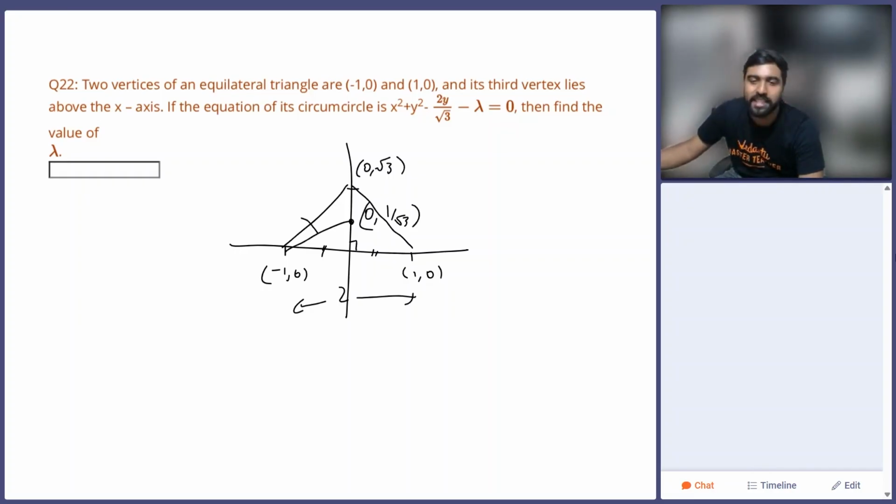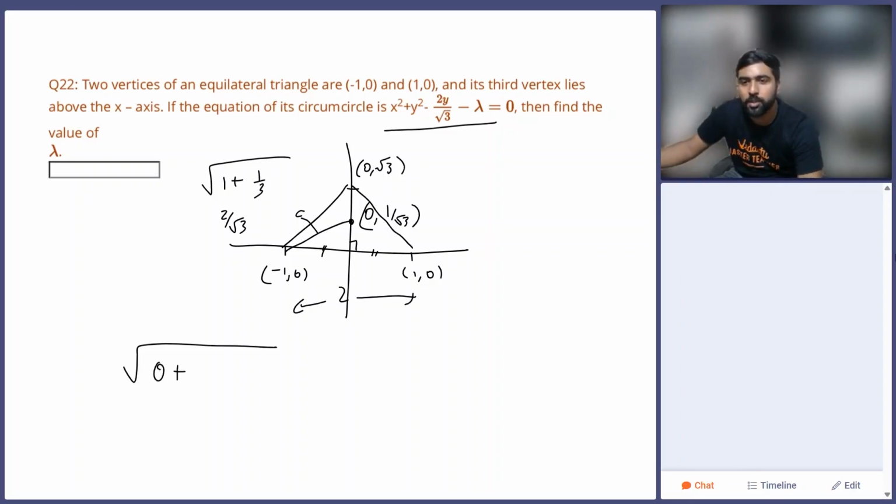So what is the radius going to come out as over here? So radius will be equal to root of 1 plus 1 by root 3 ka square, that's 1 by 3, that's root 4 by 3, or I can write it as 2 by root 3. And in the given equation, what will be the radius going to be? So g ka value is 0, so that's root of 0 plus f is minus 1 by root 3, minus 1 by root 3 ka square is 1 by 3, and minus plus lambda, this is equal to 4 by 3 ka root. So that means lambda has to be equal to 4 by 3 minus 1, that is 1. So I can say directly lambda will be equal to 1 over here. That's the answer for this question.